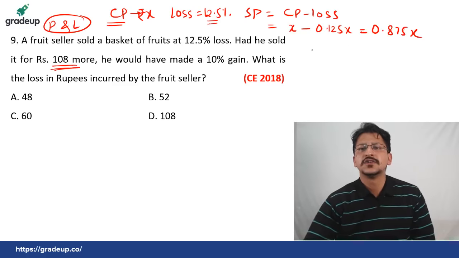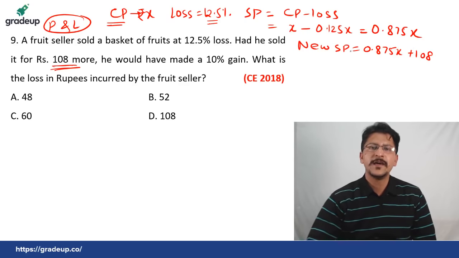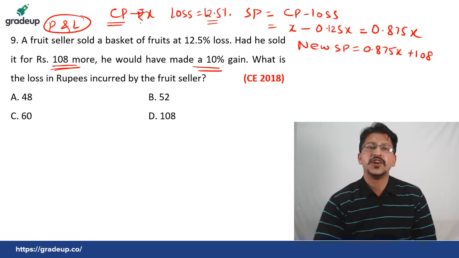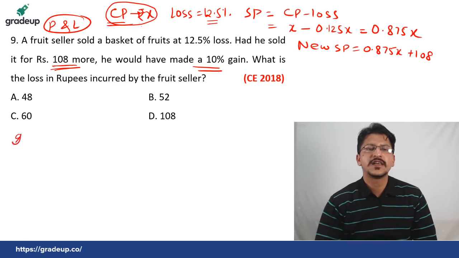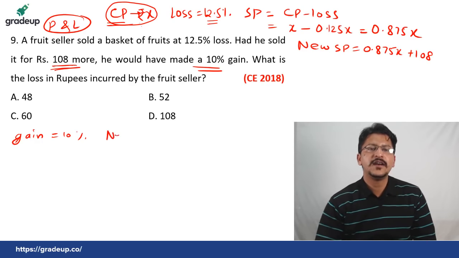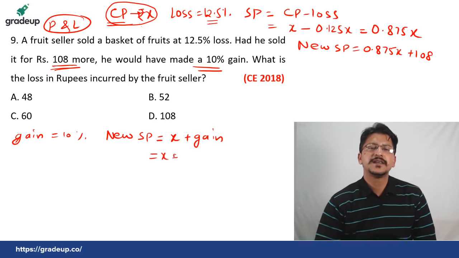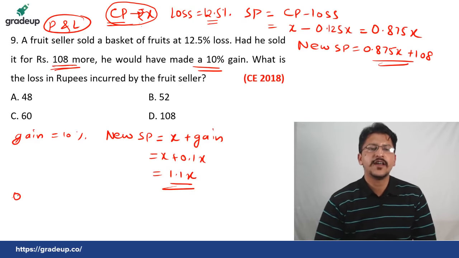Now, the new SP is 108 more than this. So the new SP will be equal to 0.875x plus 108. And he would have made a gain of 10% on this only. So the new SP from this side will be equal to X plus gain, that is X plus 0.1x, which is equal to 1.1x. This is also the new SP. Just equate, get the value of X.